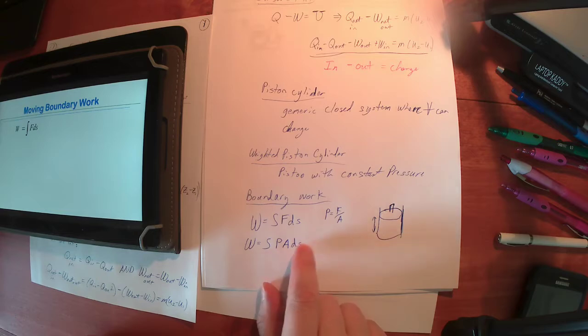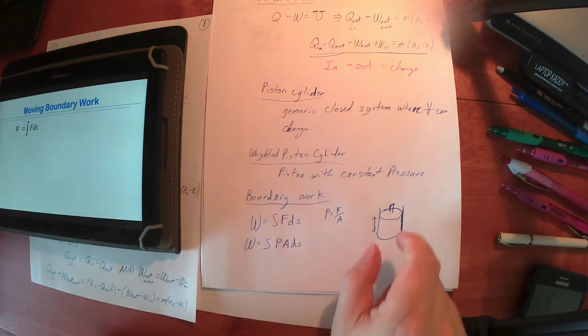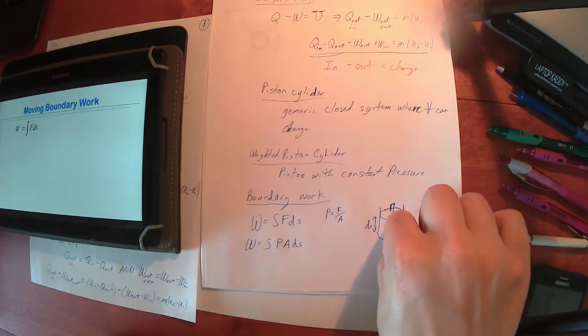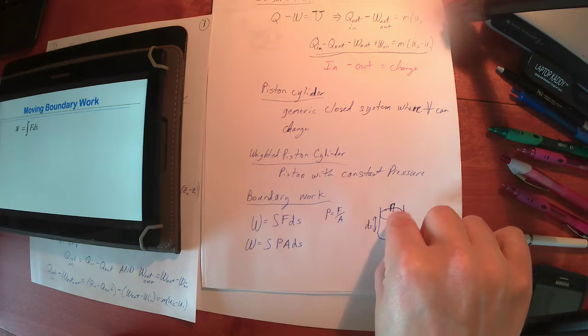Integrate this quantity with respect to distance. The distance traveled, right? This is my ds. The distance that this lid travels up and down.